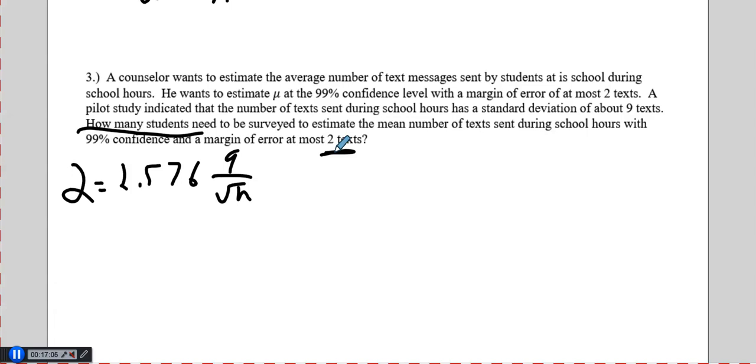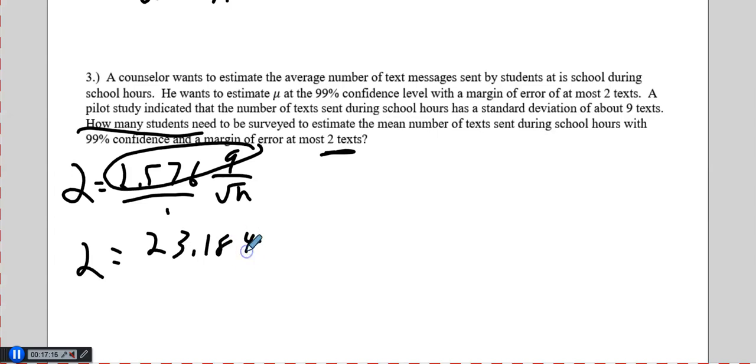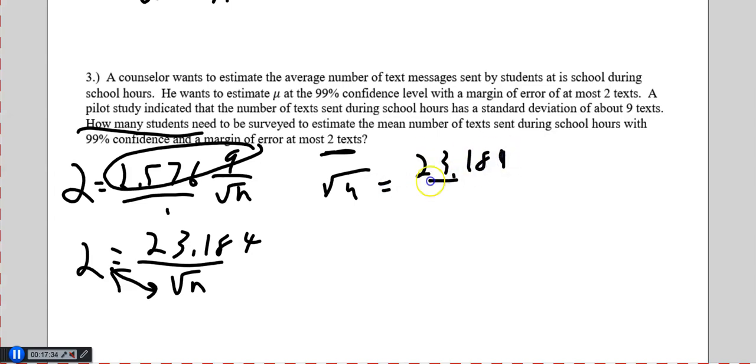So first off, I'm going to multiply these 2 numbers because this is really over 1. So I'm going to get 2 equals 23.184 over the square root of n. And there's a little trick here. We did this in Algebra 2. We did this here in Stats. Instead of rewriting, doing a lot of work, we just switch them. And we can say the square root of n is equal to 23.184 divided by 2. So square root of n equals, divide by 2, you get 11.592.